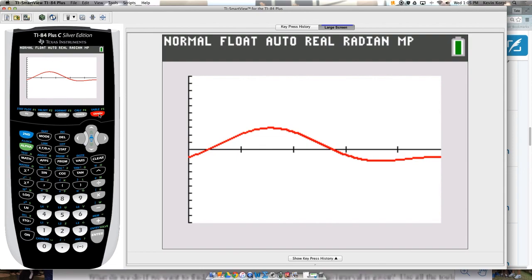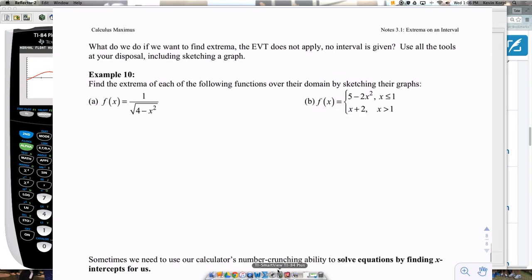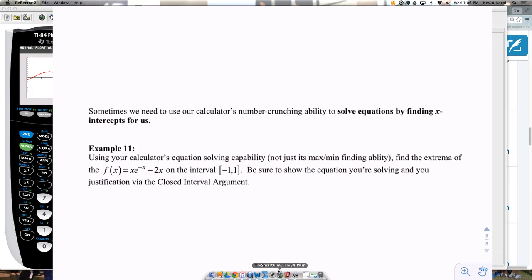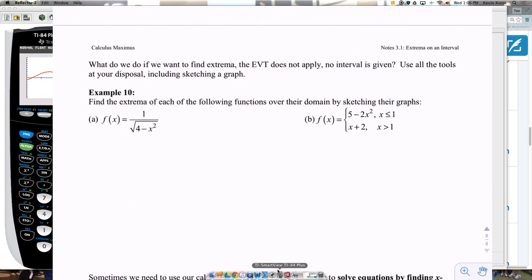All right, that's it. We will save examples 10 and 11, the piecewise functions and functions that don't have closed intervals or are not continuous. We'll save those for tomorrow. So we'll finish the notes tomorrow. That's Thursday. The worksheet will be due on Monday, and the test will be due on Friday. And we will roll right into 3.2 tomorrow because we don't have to take a break for test review, right? Okay.